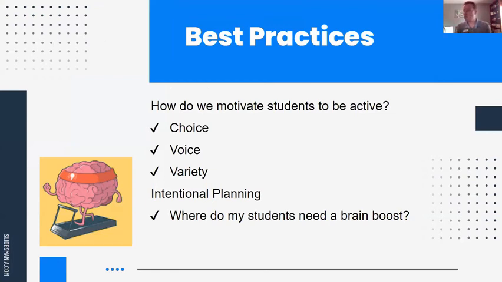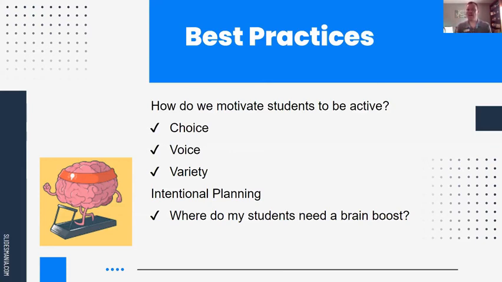If we want to motivate students to be active, we have to give them some choice, because if you just tell students or adults exactly what movement to do, it's only going to be successful for so long. And so giving students some choice on how they move is always going to help. That kind of goes along with voice, giving students an opportunity to maybe give you feedback on what they like to do, on how to use those GIFs or indoor movement opportunities.